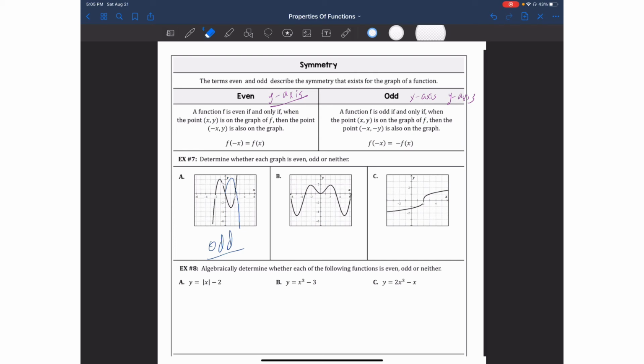Looking at B, again, I'm going to check if it's even by looking at my y-axis. If I were to fold, then this line will overlap with this one, that curve with that one, and then the last one will do it as well, meaning I have an even function.